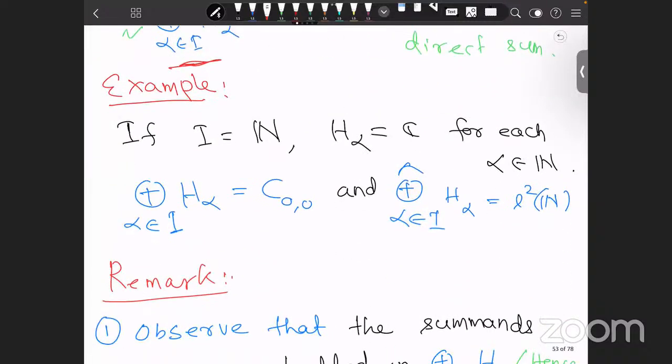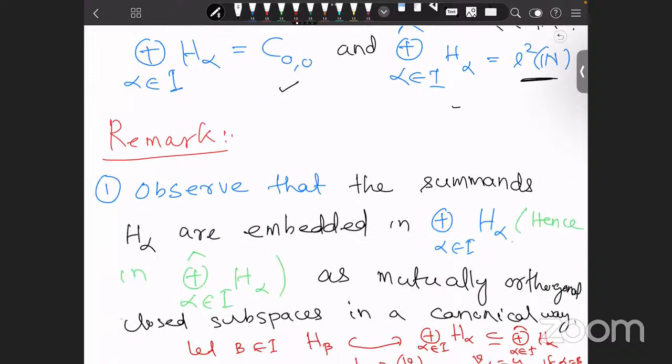One example is, if you take I equal to ℕ and H_α equal to ℂ for every α in ℕ, then the algebraic direct sum of H_α is nothing but c_00. And the Hilbert space direct sum of H_α, α in I, is little l^2.